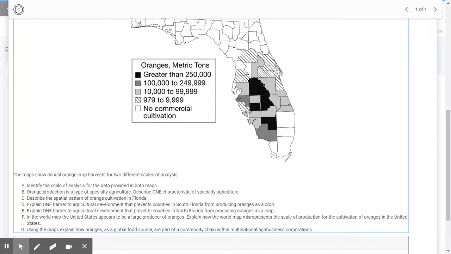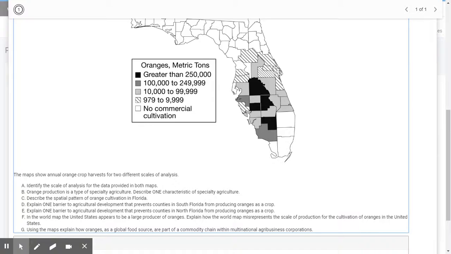You could also tie it into urban development and say the reason that a barrier to agricultural development in South Florida is due to urban development. Then say urban development is causing cities to grow in size, which decreases the amount of land available to farm oranges as a crop. Something to that extent, it doesn't have to be both. Okay, if you wanted to tie it into the climate and then explain how the climate isn't suitable for orange production, you could do that as well.